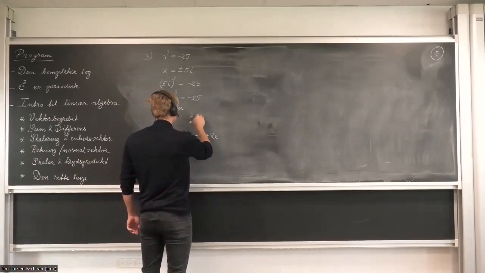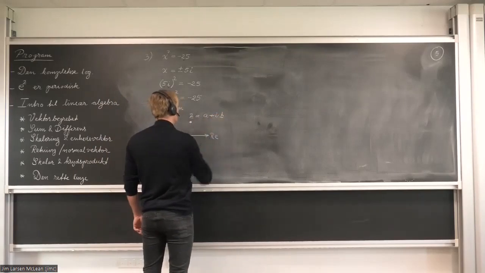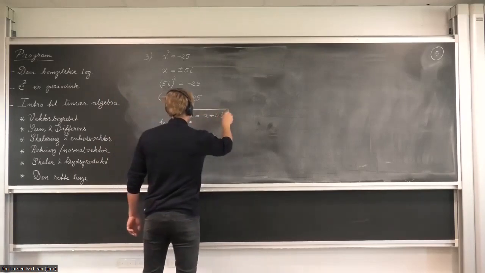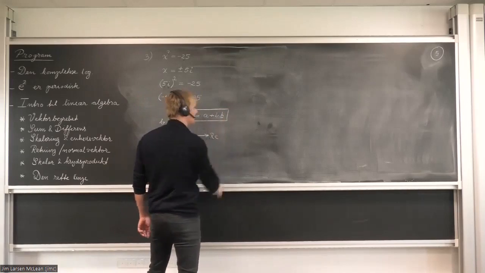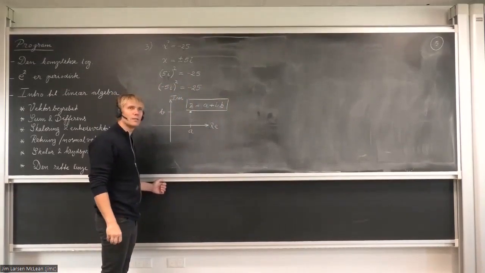It doesn't matter what you call them. And now you can write the number z in so-called rectangular form as a plus the imaginary unit times b. So when a complex number appears in the form I've outlined here, we call it a complex number written in rectangular form. Now, I'd like to introduce polar form.